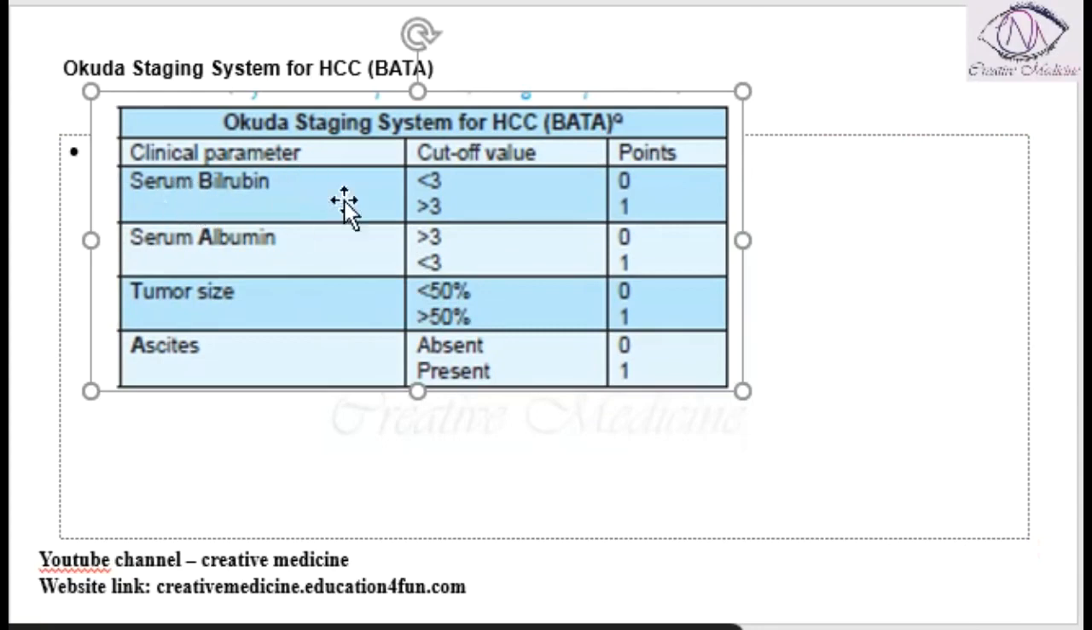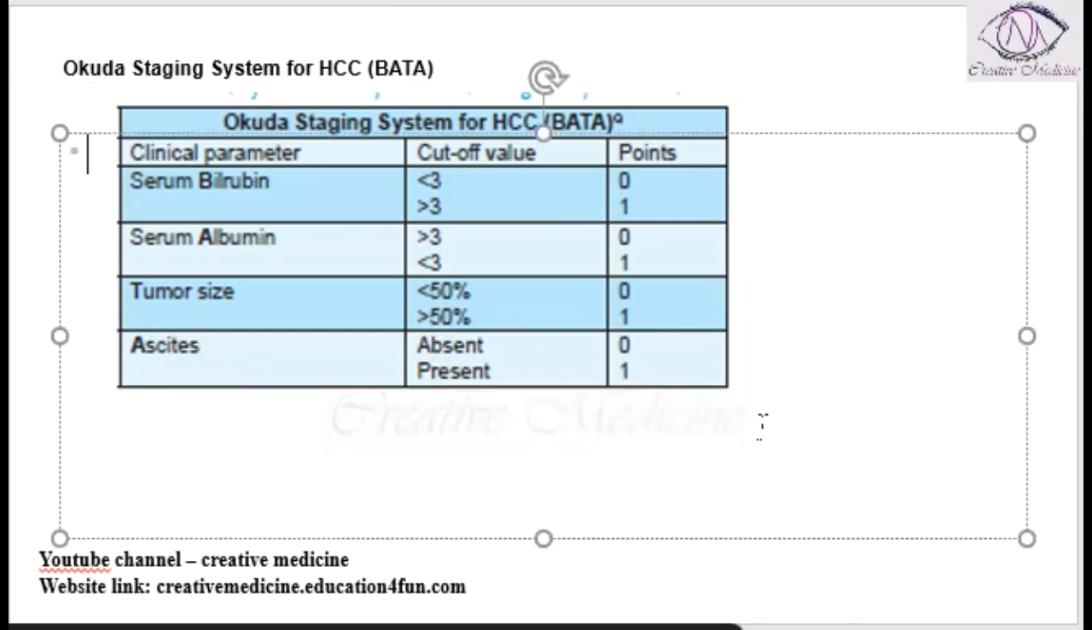If serum bilirubin is less than 3, then 0 points are given. If serum bilirubin is more than 3, 1 point is given. If serum albumin is more than 3, 0 points are given. If serum albumin is less than 3, 1 point is given. Tumor size: if tumor size is less than 50, 0 points are given. If tumor size is more than 50, 1 point is given. In ascites, if it is absent, 0 points are given. If ascites is present, you give 1 point.